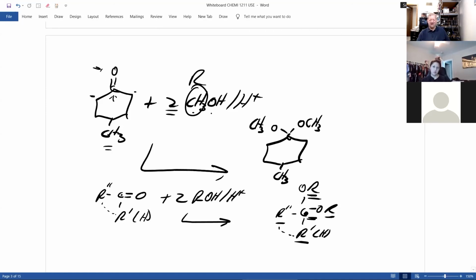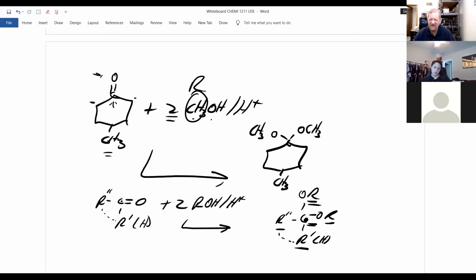That's an interesting looking molecule, but then I'm an organic chemist.